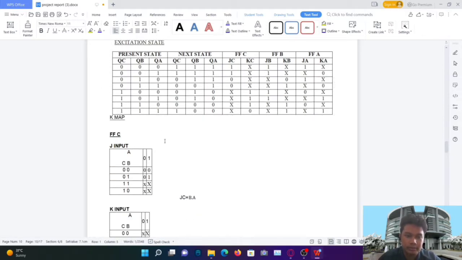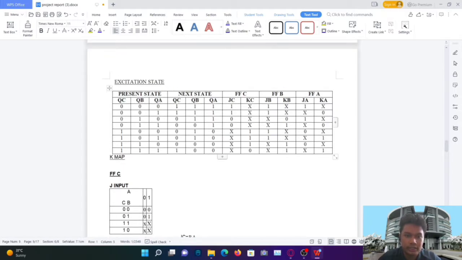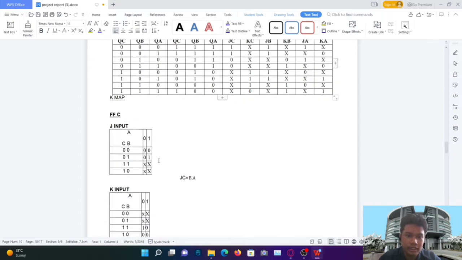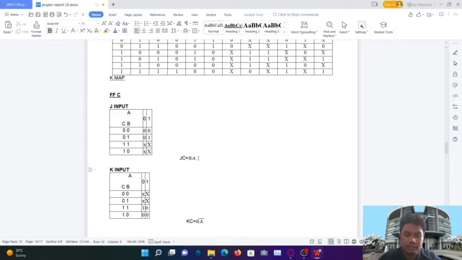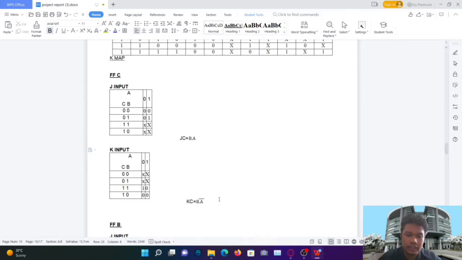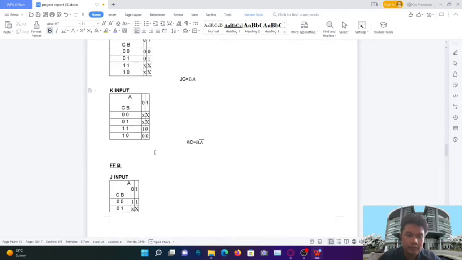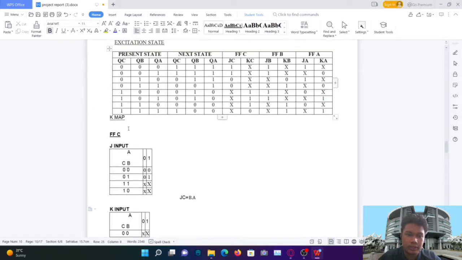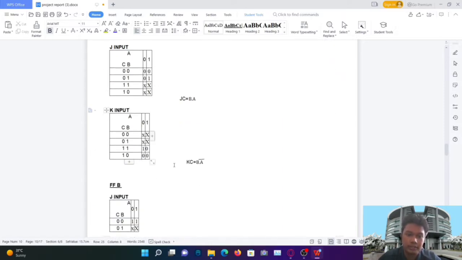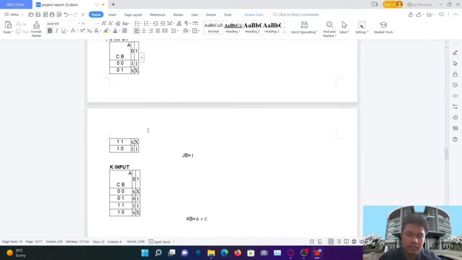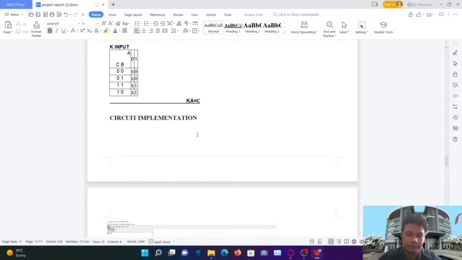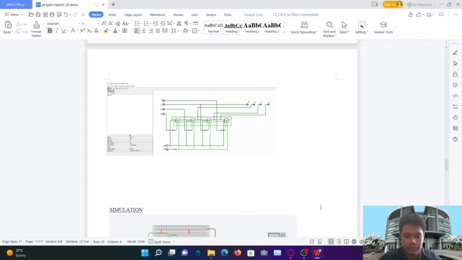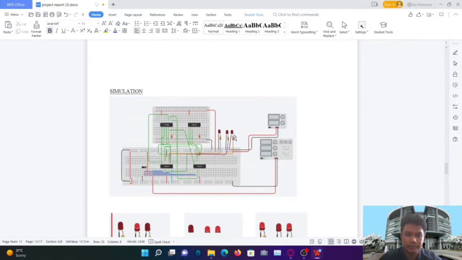So for the K-map, you have to use this flip flop JK, and as you can see, we got BA and B bar A, and that's the input for the JK flip flop C, J input and K input, and the others are the same. 1 A plus C bar B. So on to the next one, the Tinkercad simulation.